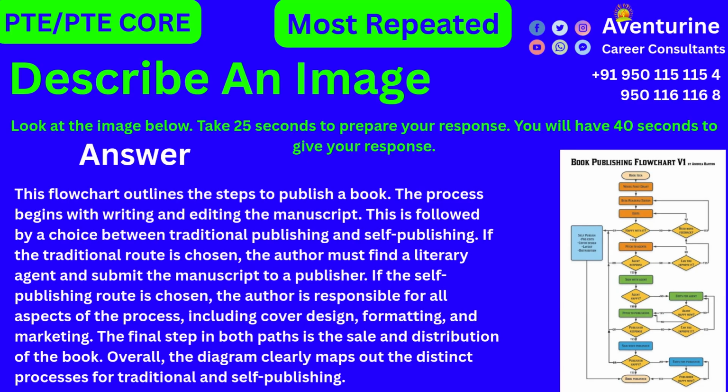This flowchart outlines the steps to publish a book. The process begins with writing and editing the manuscript. This is followed by a choice between traditional publishing and self-publishing. If the traditional route is chosen, the author must find a literary agent and submit the manuscript to a publisher.